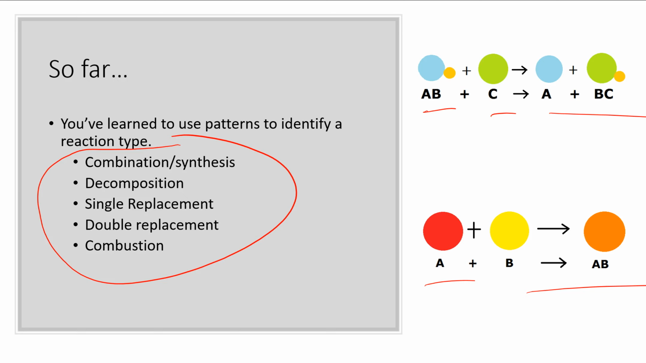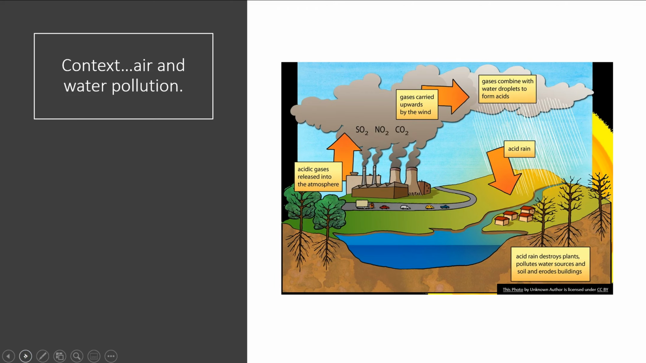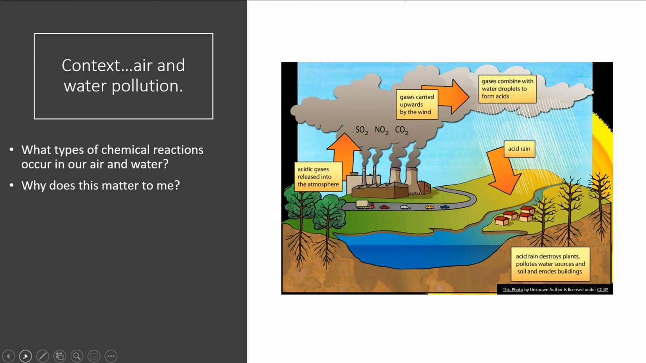We need accurate predictions so that, for example, they can make aspirin without killing you, or other medications, so that the materials they put in the packaging of your food don't produce toxins that are harmful to you. A context we're going to use that's very real to us is air and water pollution. Air and water pollution are created due to various types of chemical reactions. So what types of chemical reactions occur in our air and water, and why would that matter to you in the first place?